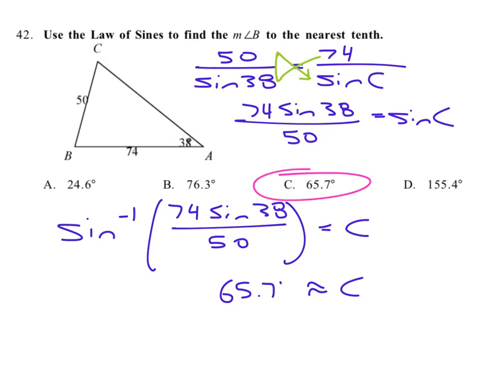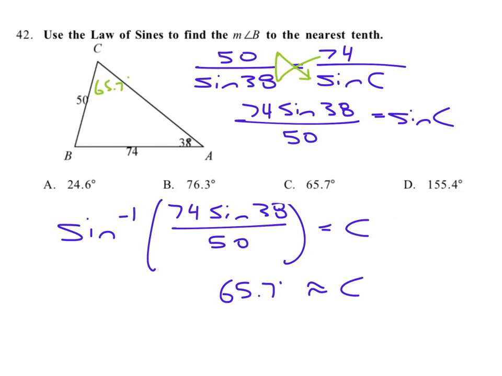So our answer is C, right? Gotcha. It's not C. Why isn't it C, Mr. Massey? Because we are looking for angle B, not angle C. Remember? We are not directly getting the angle that we want. We just found C, 65.7 degrees. Let me write that better. But that's not what we're looking for.